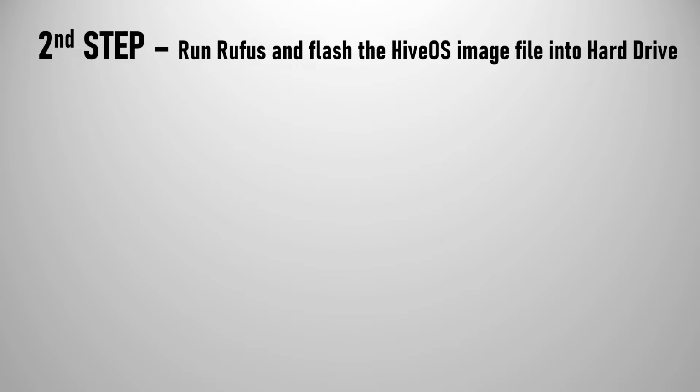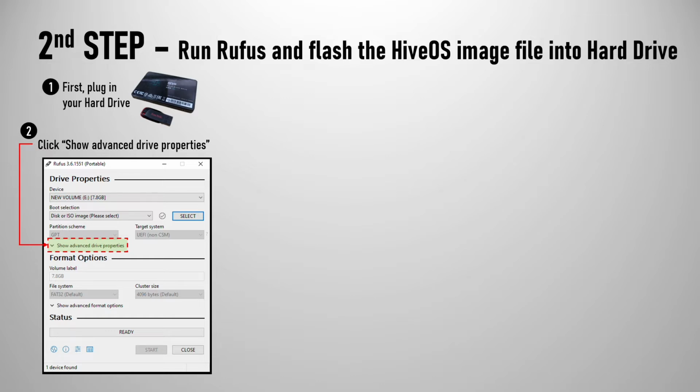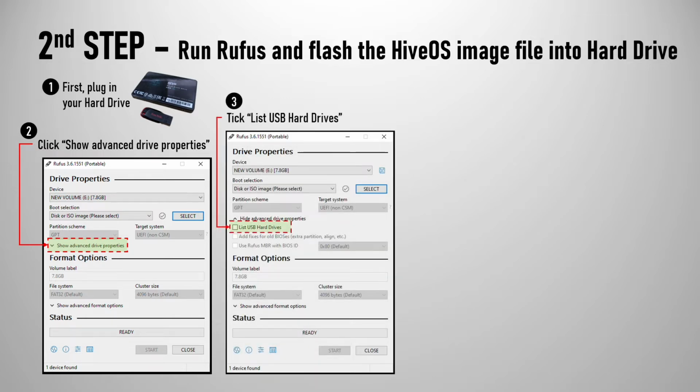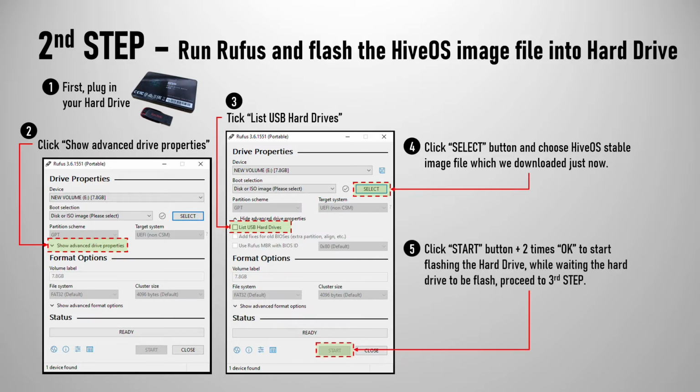Second, run Rufus and flash the Hive OS image file onto the hard drive. First, plug in your hard drive, then open Rufus. Whenever you open Rufus, click Show Advanced Drive Properties. Tick List USB Hard Drives. Whenever you tick this one, your device should be detected. And then click the Select button and choose the Hive OS stable image file that we downloaded just now. Click the Start button, plus 2 times OK on the pop-ups right after you click Start, to start flashing the hard drive.